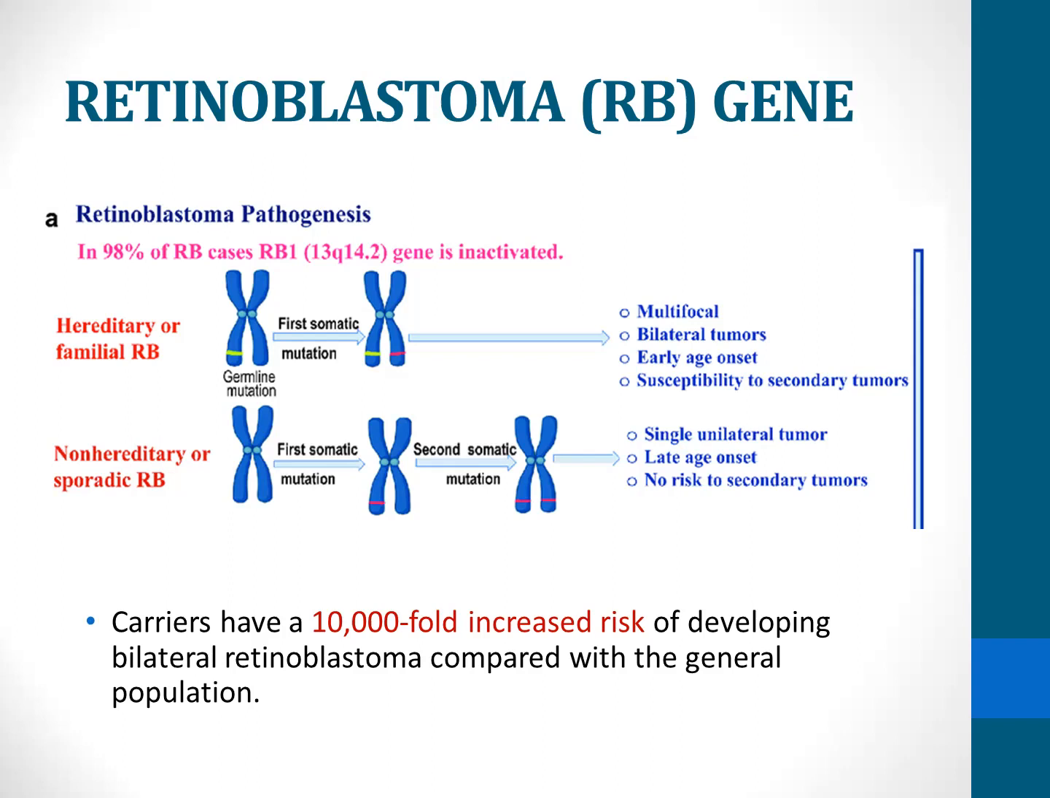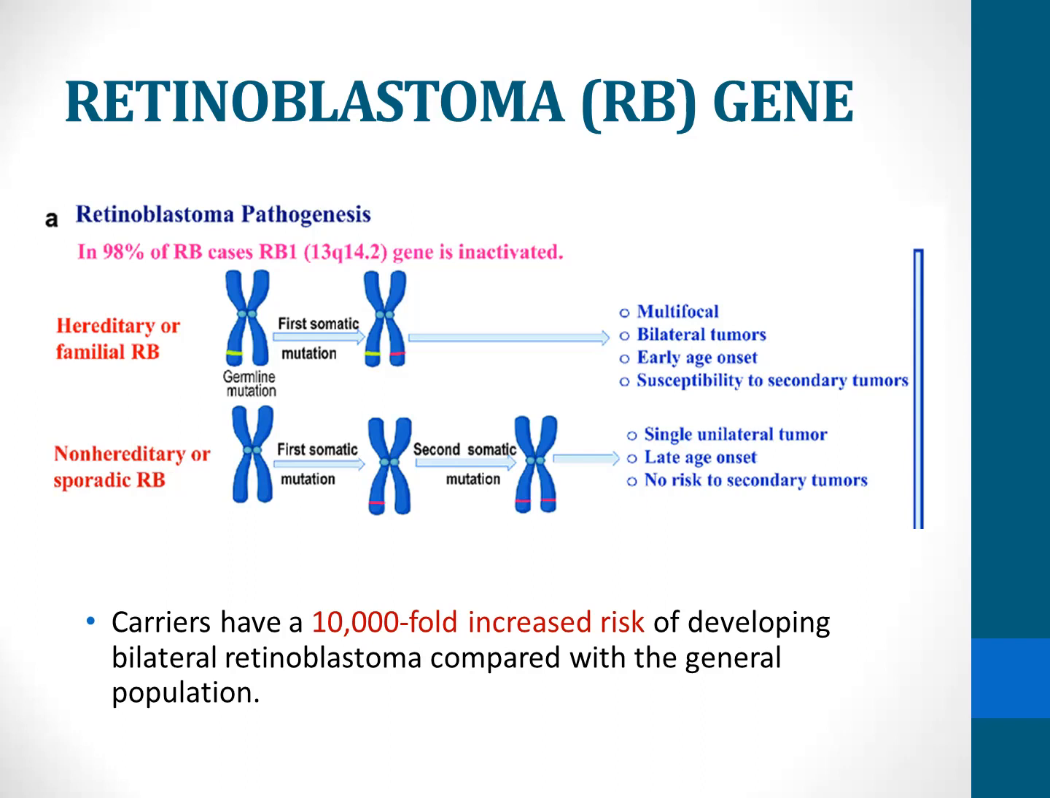While in case of sporadic retinoblastoma, both the mutations are acquired or gained after birth, and these are loss of function mutations. When the first loss of function mutation occurs, the function of the tumor suppressor gene retinoblastoma is decreased, and when the second mutation occurs, the function of the retinoblastoma gene is completely lost.